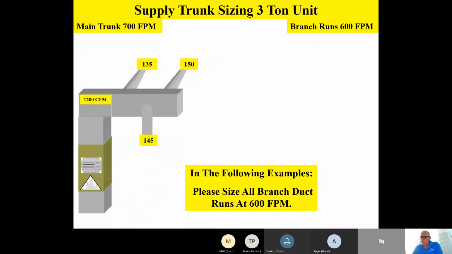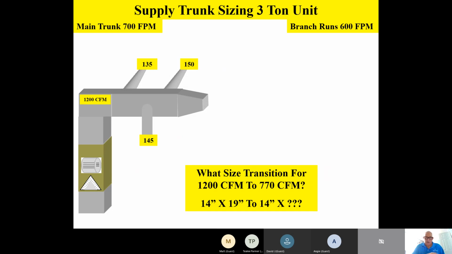So take your calculator and add up 135 plus 150 plus 145, and that gives us 430 CFM. So we've taken 430 CFM off of that main trunk. So subtract 430 CFM from our original 1200 that we started with, and that should give us 770 CFM that we have left over.